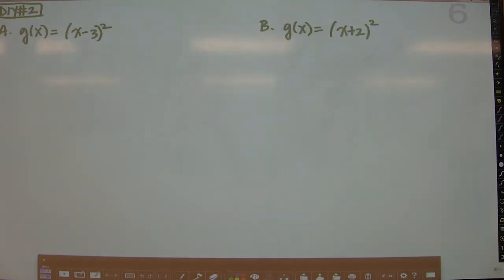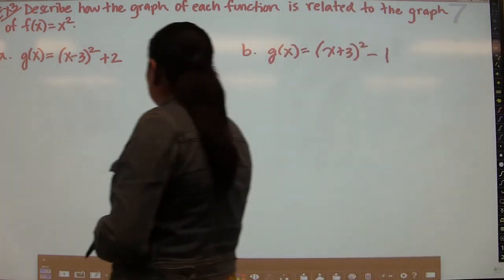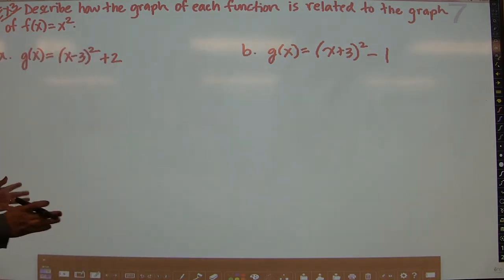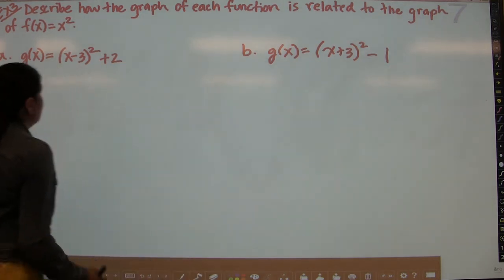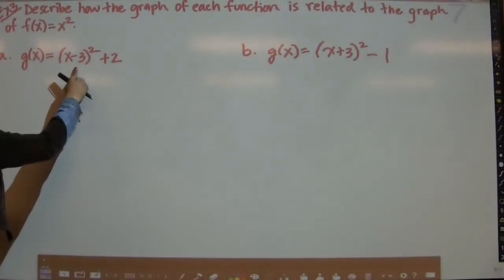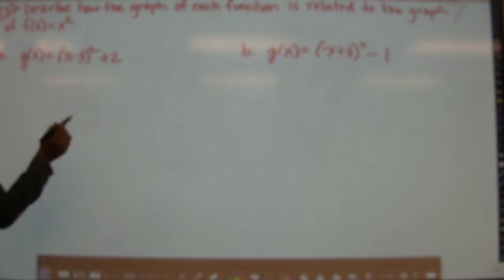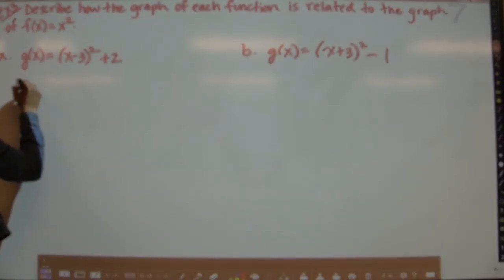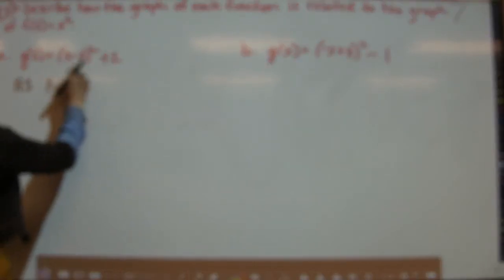Alright, so we want you to try do-it-yourself number 2, and then we're going to go on to example 3. And it says, describe how the graph of each function is related to the graph of f of x equals x squared. Now this time I'll go ahead and graph them for you. But now what you have is basically 2 things happening. So you have a number inside the grouping symbols and outside the grouping symbols. So because of the number inside the grouping symbols, you're going to call that a horizontal shift, 3 units. And because it's a minus 3, we're going to go to the right.